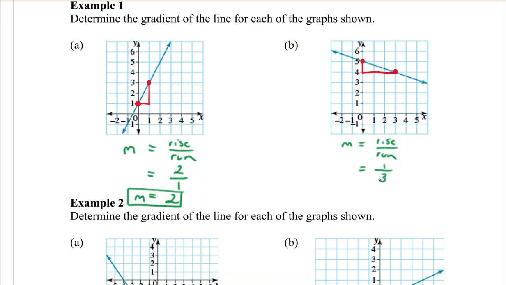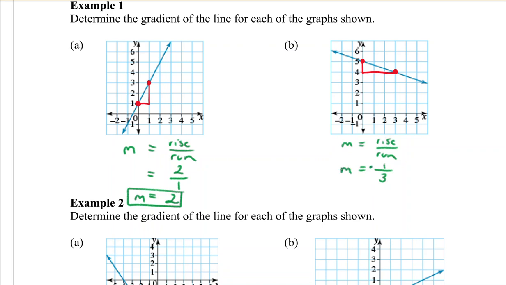However, remember the uphill and downhill? The last one was uphill. This one is downhill. So this is a negative gradient. So all I have to do at the end is put a minus sign in front of my fraction. So it is minus 1/3. And you always check to see if you can simplify any fractions. Minus 1/3 will not simplify any more than that.